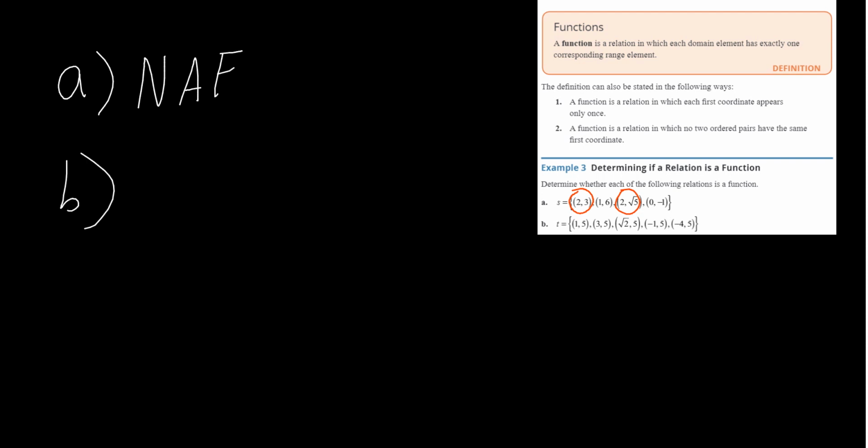B, let's read B. B is 1 to 5, 3 to 5, square root of 2 to 5, negative 1 to 5, and negative 4 to 5. So we're all going to 5, but that's okay. We can have multiple y's being on the receiving end of x's. It's just that x cannot go to two different y's. So we do indeed have a function. We're just going to put an F for function.